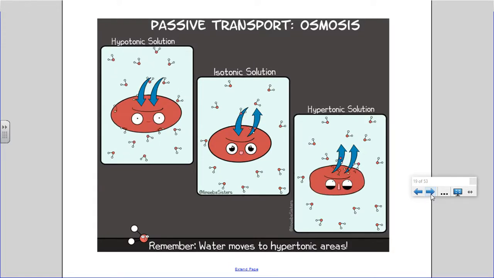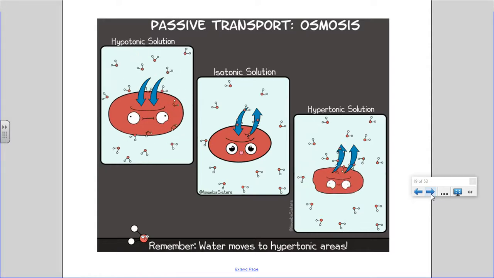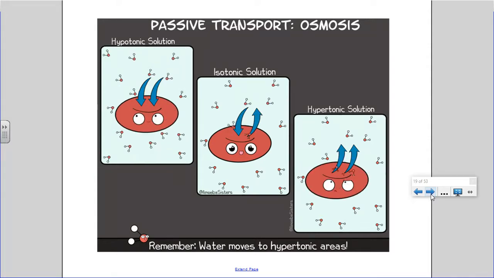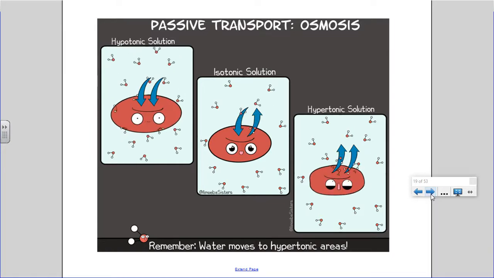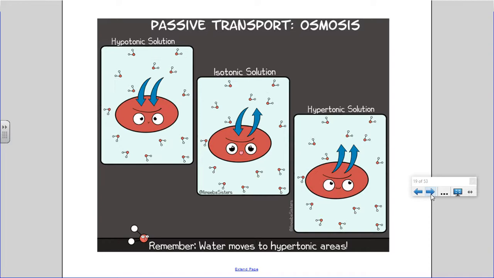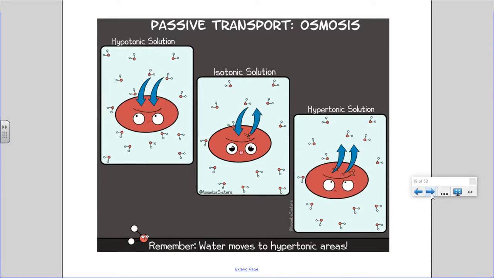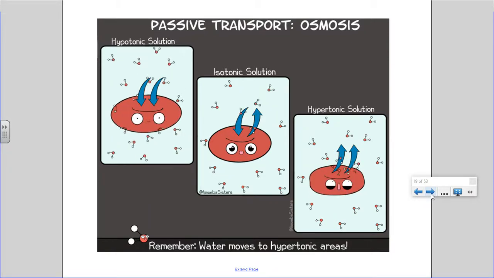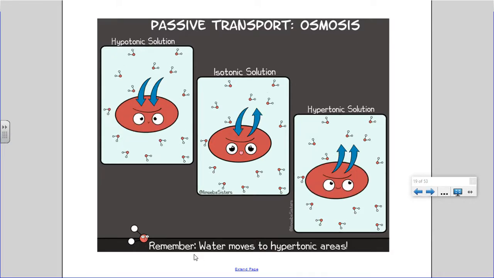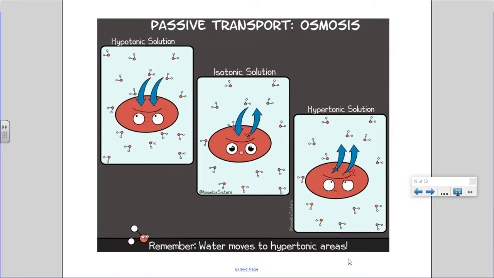Okay, yet again, another example of passive transport looking at how the cells are going to change in size. So if it's in a hypotonic solution, water moves in, the red blood cells increase in size. Isotonic is normal, water's going back and forth, no change in size. Hypertonic solution, water moves out and it shrinks up. And remember, go ahead and write this down, water always moves to hypertonic areas.